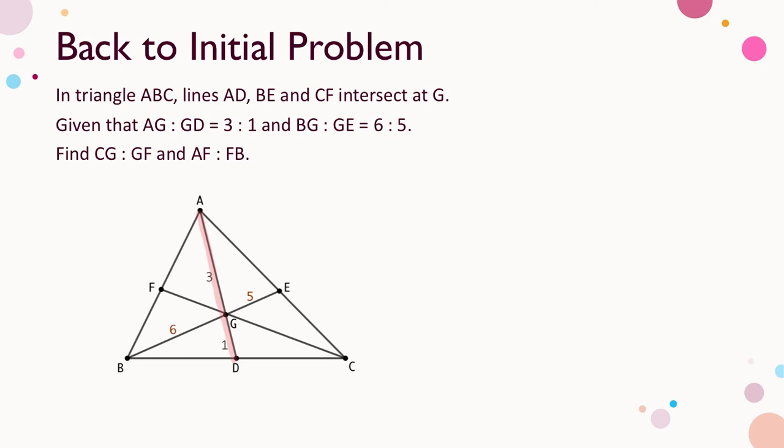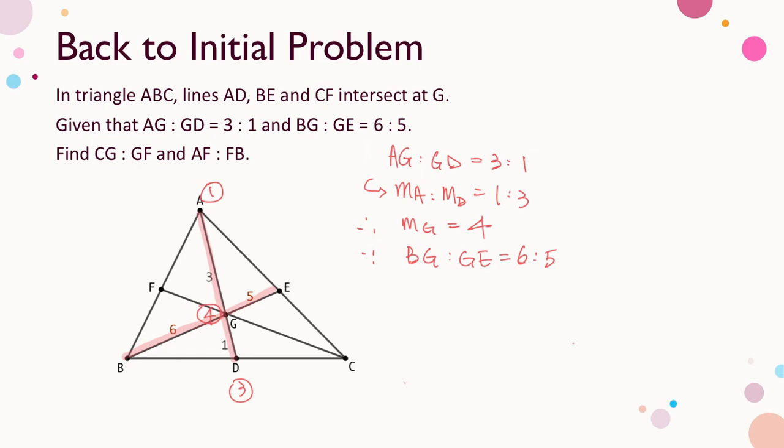As AG to GD is 3 to 1, we have MA to MD equals 1 to 3. So, we assign a mass of 1 to A and a mass of 3 to D. Then, the mass of G is 4. Since BG to GE is 6 to 5, and the mass of G is 4, the mass of B equals 5 over 11 times 4, that is 20 over 11. And the mass of E equals 6 over 11 times 4, that is 24 over 11.